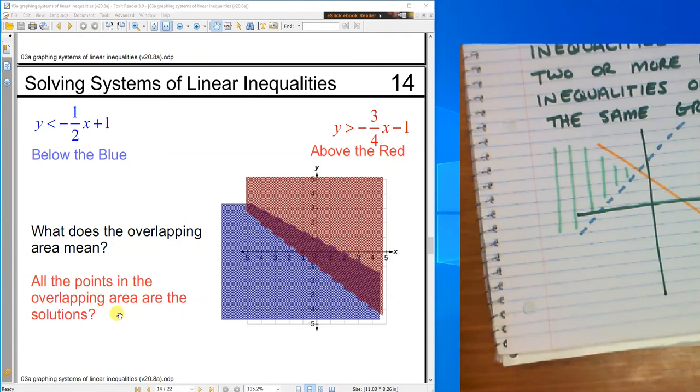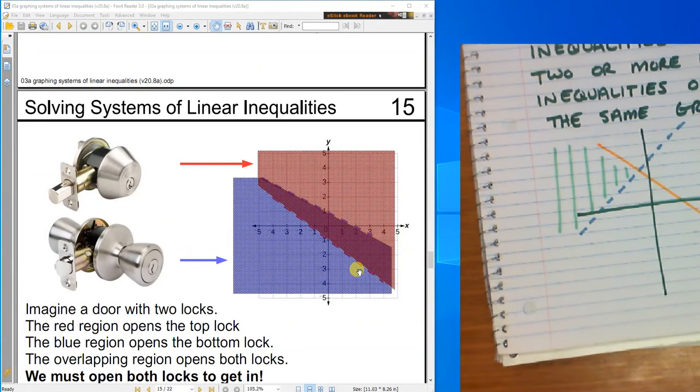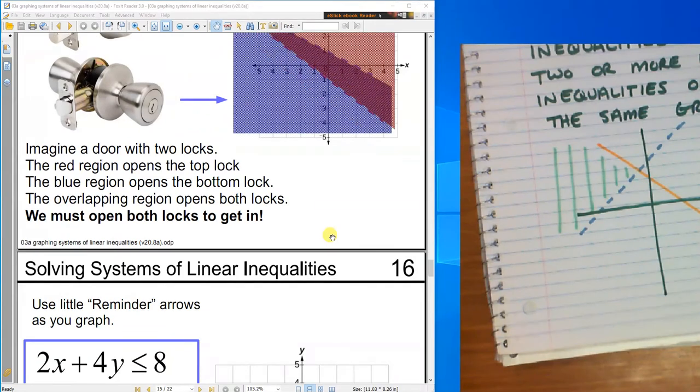All the points in the overlapping area are the solutions. Imagine a door with 2 locks. You have to be able to unlock both of the locks to get in. So the red region only unlocks the top lock. The blue region only unlocks the bottom lock, but the red-blue region unlocks both of the locks. We have to unlock both of the inequalities.